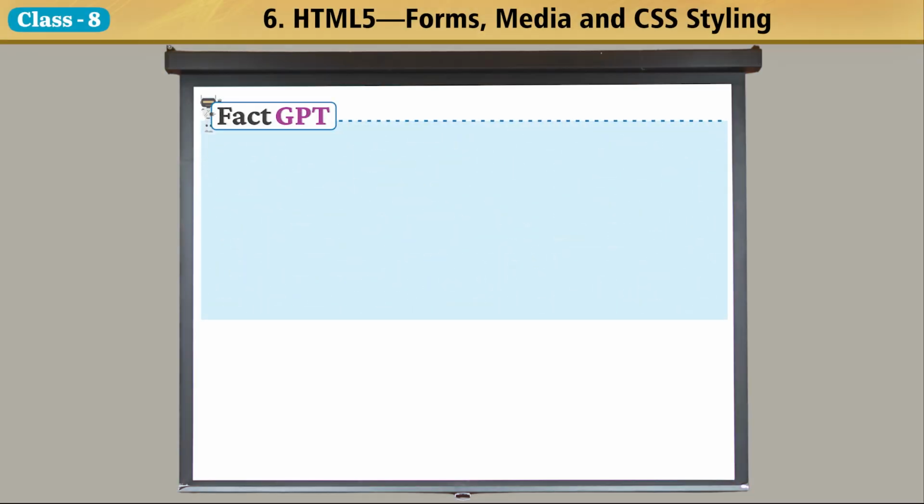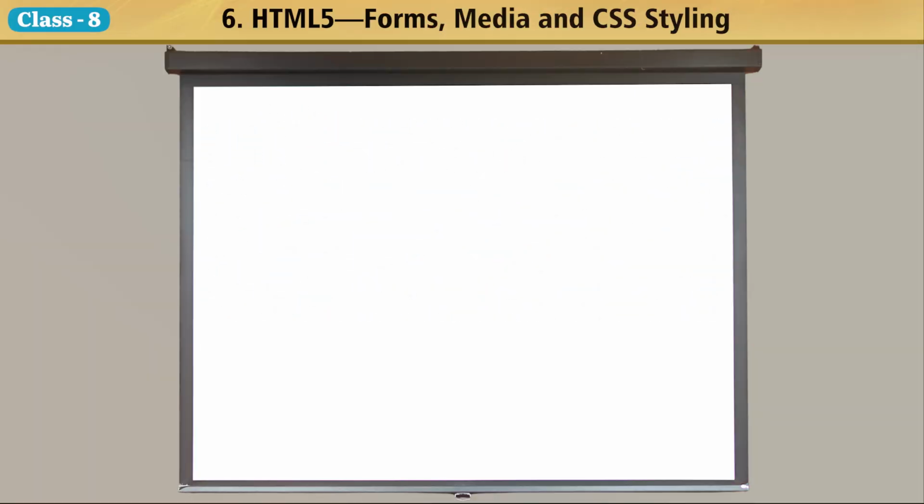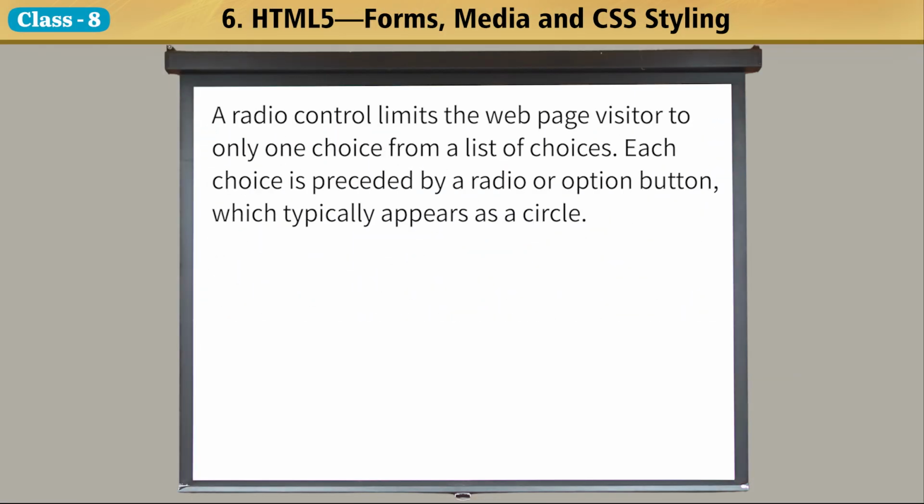A password control also creates a text box used for a single line of input, except that the characters entered into the field can appear as asterisks or bullets. A password text box holds the password entered by a visitor. A radio control limits the web page visitor to only one choice from a list of choices. Each choice is preceded by a radio or option button, which typically appears as a circle.